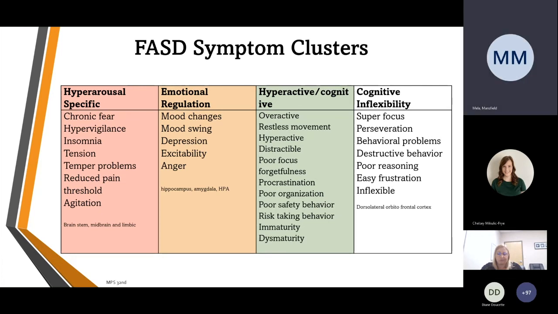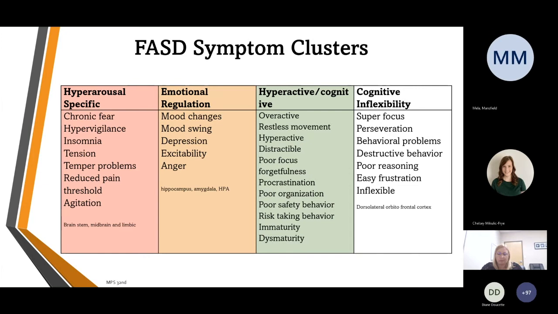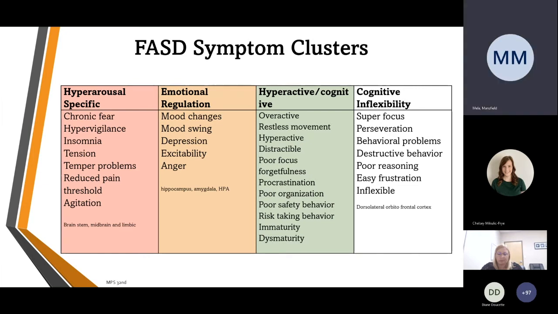So for the hyperarousal cluster, we see that most of the abnormalities that individuals with FASD in this cluster will show will line up with deficits and dysfunction of the brainstem, the midbrain, and the limbic system. And these, as many people will be aware, manifest as hypervigilance, agitation, reduced pain threshold, temper tantrums, and those are not unusual for people who have abnormalities in that area. So our clusters line up and align with these particular areas, but we also recognize that none will line up as neatly as we want it to be.